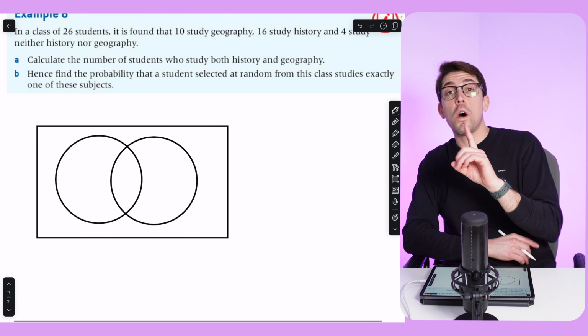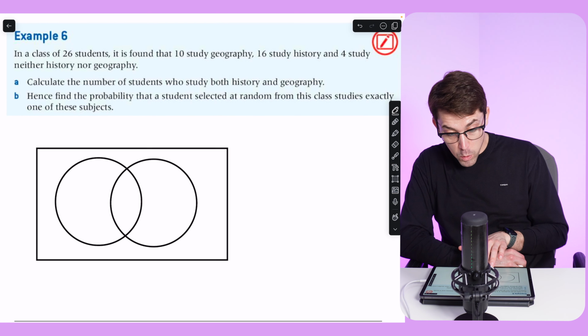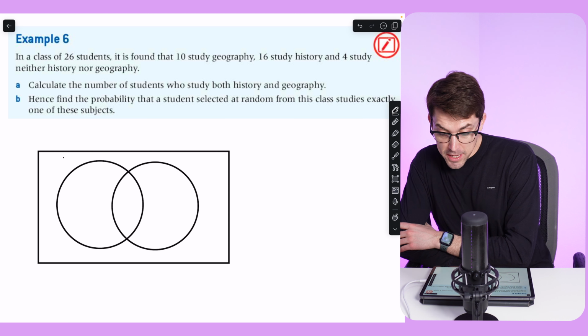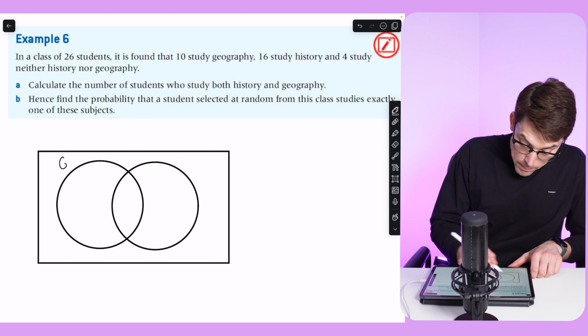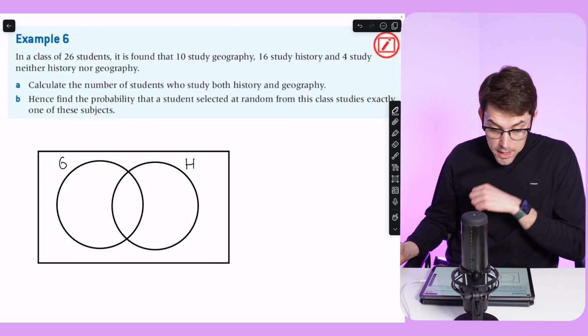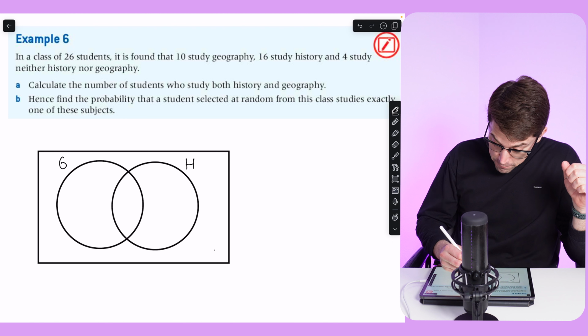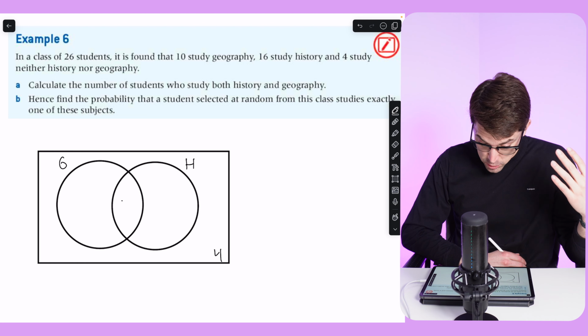Now let's take a look at just one last example to really bring the point home. So let's say that in a class of 26 students, it is found that 10 study geography, 16 study history, and 4 study neither of them. Okay, so right off the bat, I know that I'm going to have geography and history. Let's calculate the number of students who study both history and geography. So I know that I have 4 that study neither of them. That goes on the outside of the box. I have 26 total students.